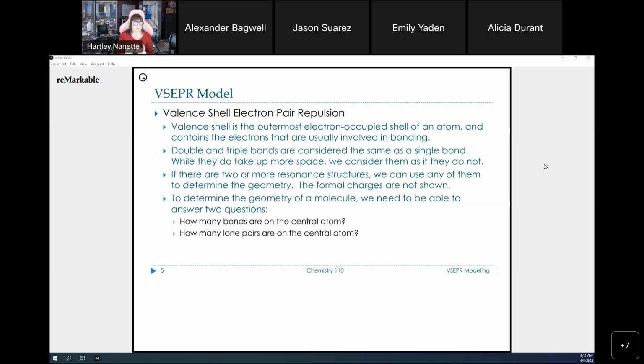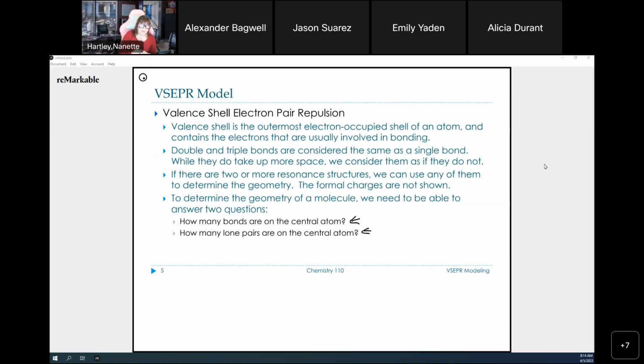To determine the geometry of a molecule, we need to be able to answer 2 questions. How many bonds are on the central atom, and how many lone pairs are on the central atom? And the idea of valence shell electron pair repulsion is that all of these electrons that exist around this central atom want to be as far away from each other as possible. There is repulsion between those electrons. They're all negatively charged, so they don't want to be that close to each other. So we want to get the best 3-dimensional arrangement to maximize the space between them. That's what this theory is about. Okay, so we need to know how many bonds and how many lone pairs.